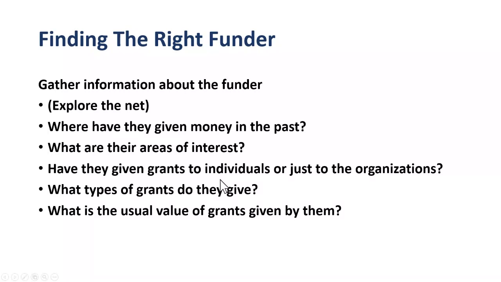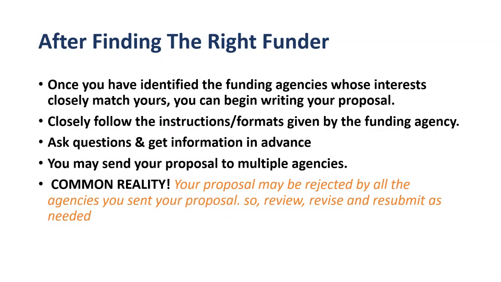And then you want to know what types of grants do they have, short-term grants, long-term grants, and what is the usual value. If you've gone through this and done this due diligence, you would have a very clear idea if the type of research that you want to do fits what this particular funder would like to do. So what do you do once you've found the funder?